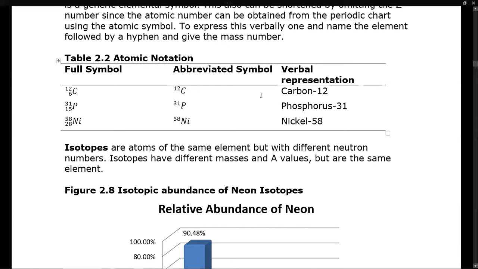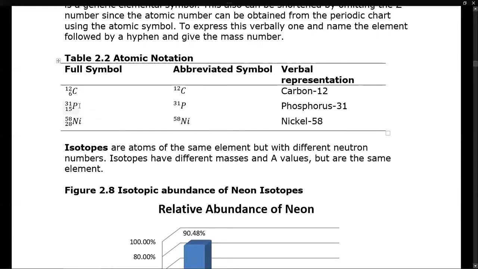If we want to say it verbally or in words in a sentence, we say carbon-12, because that's the need-to-know information: which element I'm talking about, dash, and then what's the mass number. You can do it similarly for these elements in the table.